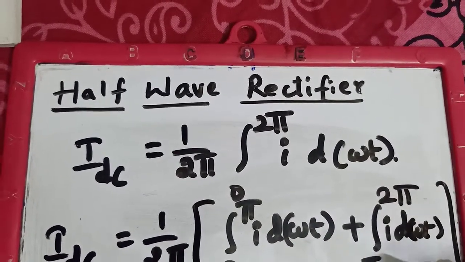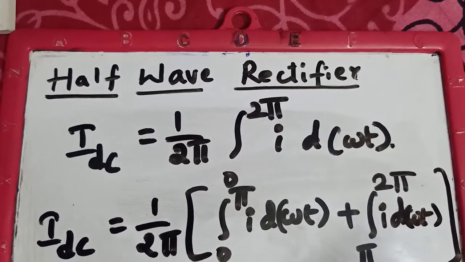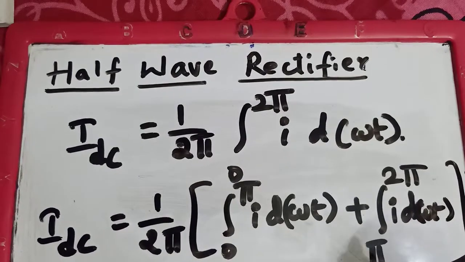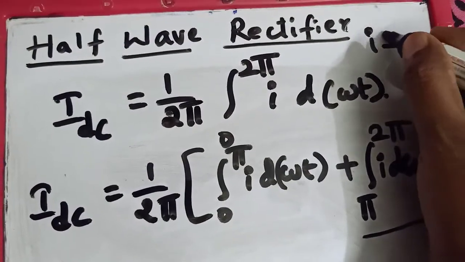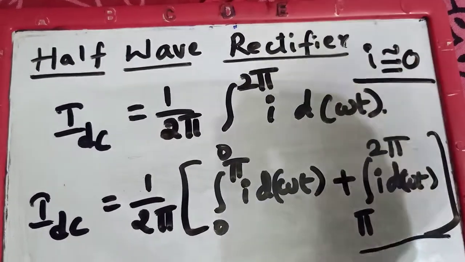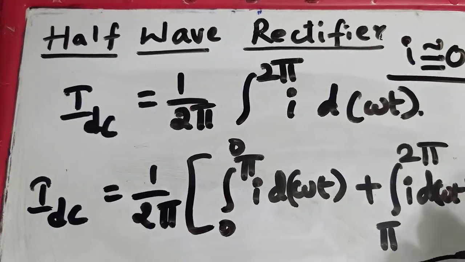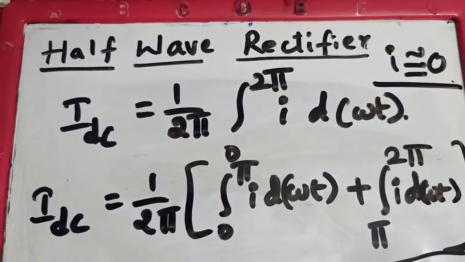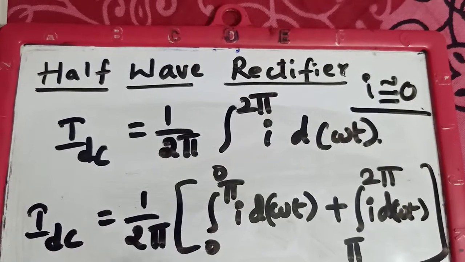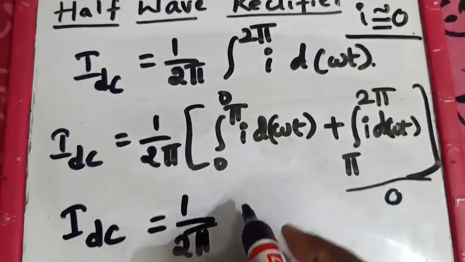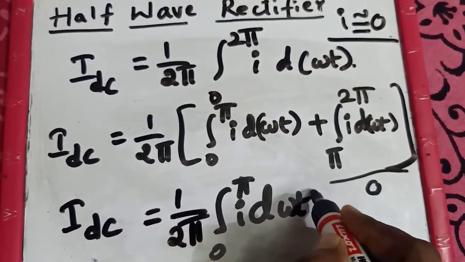The second term is 0, because as discussed earlier, during the negative half cycle the diode offers infinite resistance, so I is almost 0. So the second term of this equation becomes 0, and finally IDC = 1/2π times the integral from 0 to π of I d(ωt).